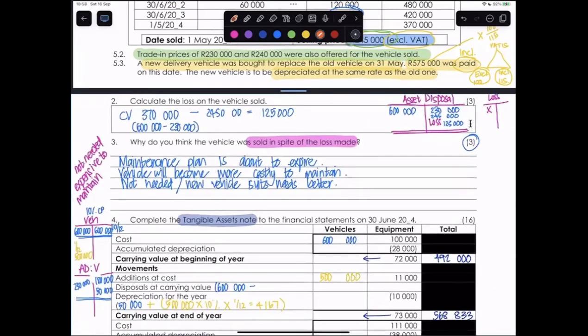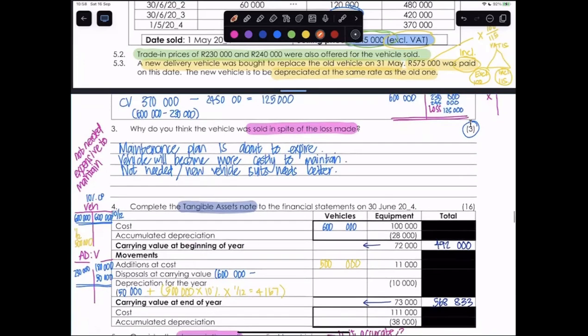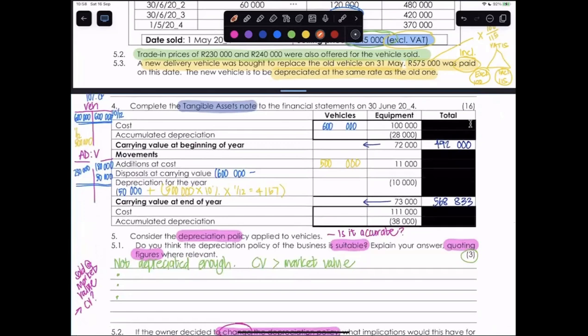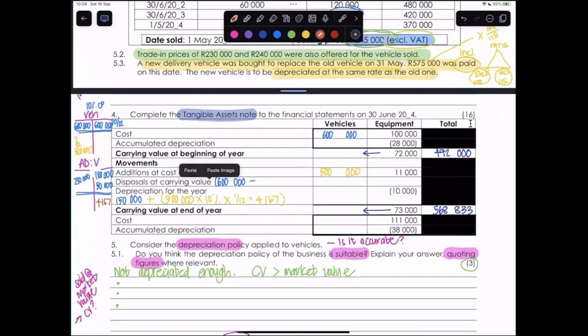We've calculated the loss already, so that's great. We've explained why we think the vehicle was sold. We now need to complete the tangible assets note. You can see it quite nice and easily over here. If we have a look at the vehicle's T account, we've already put our 600,000 in. We've put our 500,000 in, so that's fine. Obviously, the balance at the end is simply the 500,000, so we can show that as the cost at the end. The accumulated depreciation on vehicles, we can take out the 230,000 because we forgot to do that. And you can see it now as soon as you check it from the T account. Yes, that piece is missing.